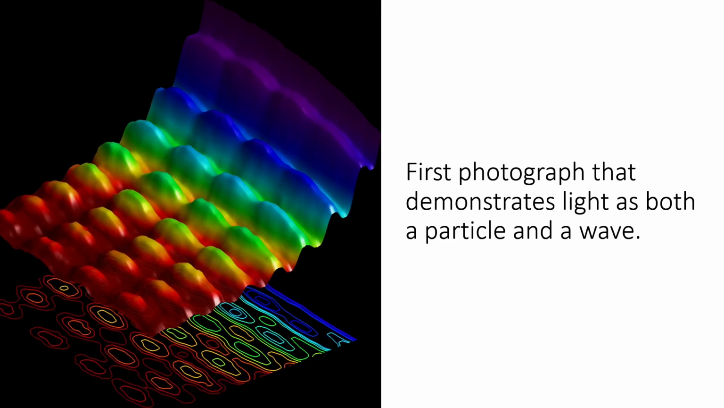The photo on the left was the first photograph taken that demonstrates light as both a particle and a wave simultaneously. Scientists were able to capture this photograph by shooting a stream of electrons close to a nanowire and using them to capture a photo of the standing wave of light. As electrons hit the light on the nanowire, the electrons either sped up or slowed down.